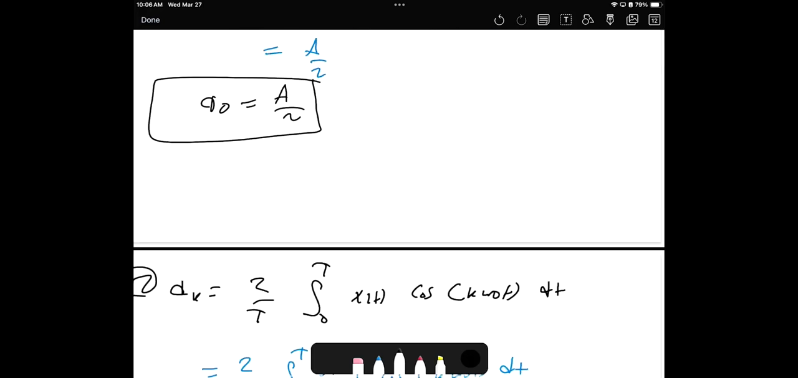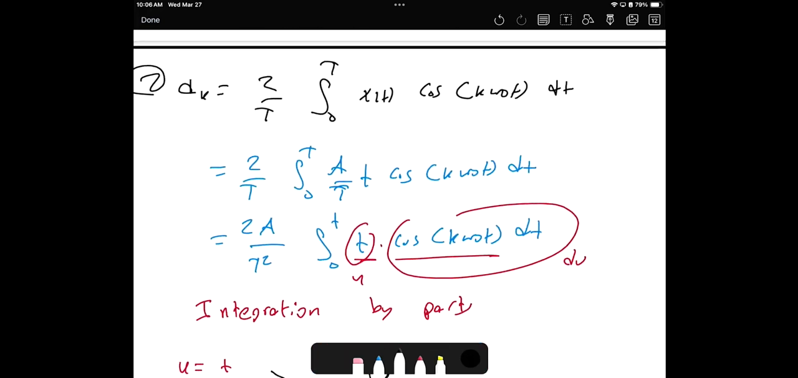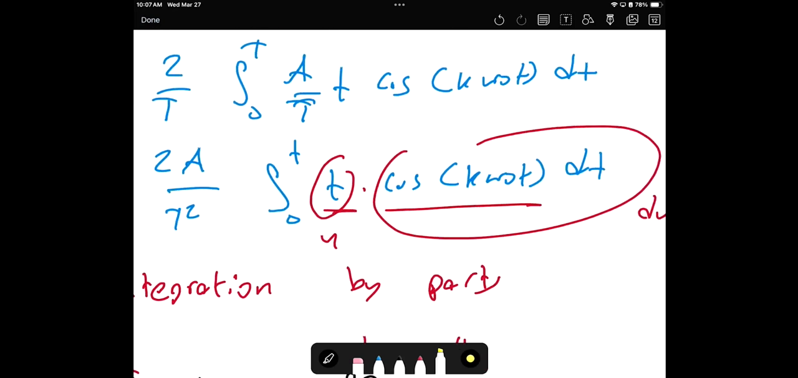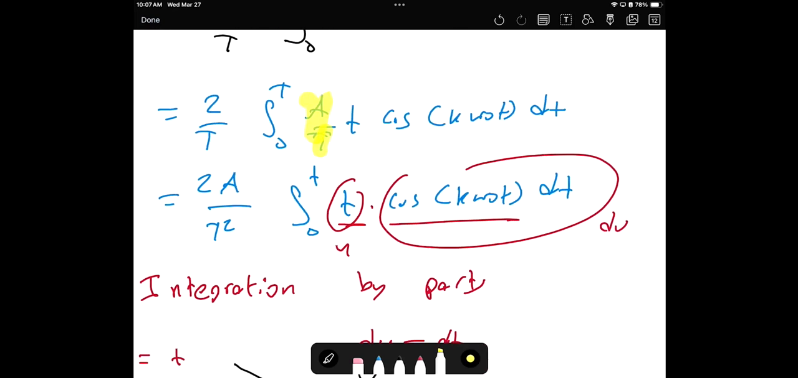The next thing is to calculate a k, and after that b k. Each one has its own formula. A sub k equals 2 over T times the integral from 0 to T of x of t cosine k omega naught t dt. We did this in my last lecture, but here is a quick reminder. It will be 2 over T, the integral from 0 to T, of A over T times t cosine k omega naught t. Since A over T is a constant, move it to the other side, giving 2A over T squared times the integral.